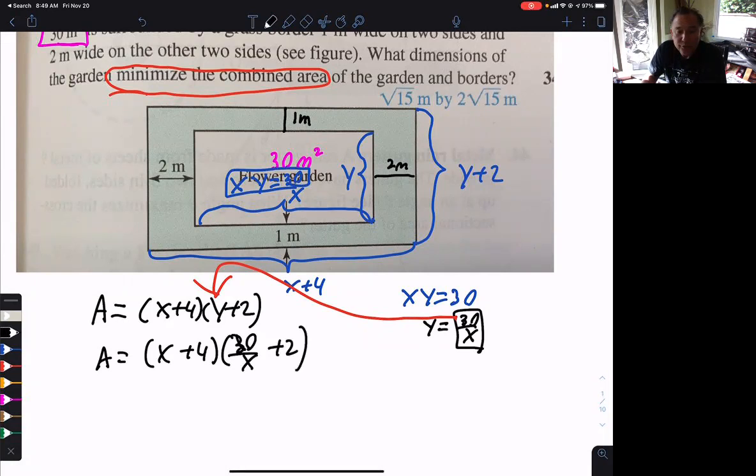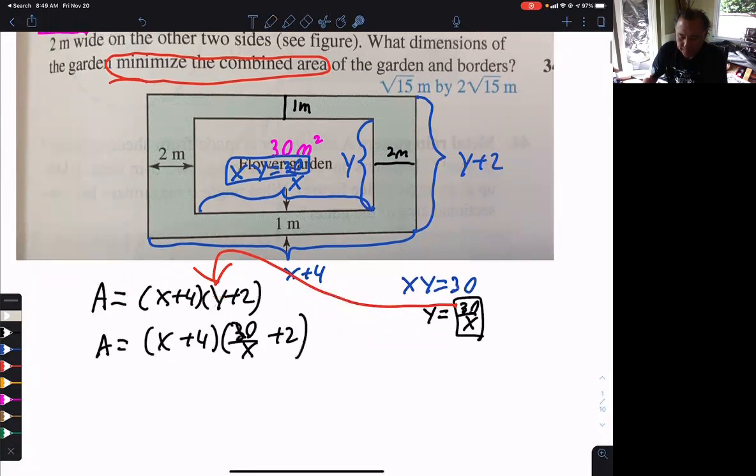So I need to take the derivative. My goal, big picture, what am I trying to do? I'm trying to minimize A. Where do minimums occur? Critical points or endpoints. So therefore I need to find critical points. Never forget the big picture of what you're trying to do.